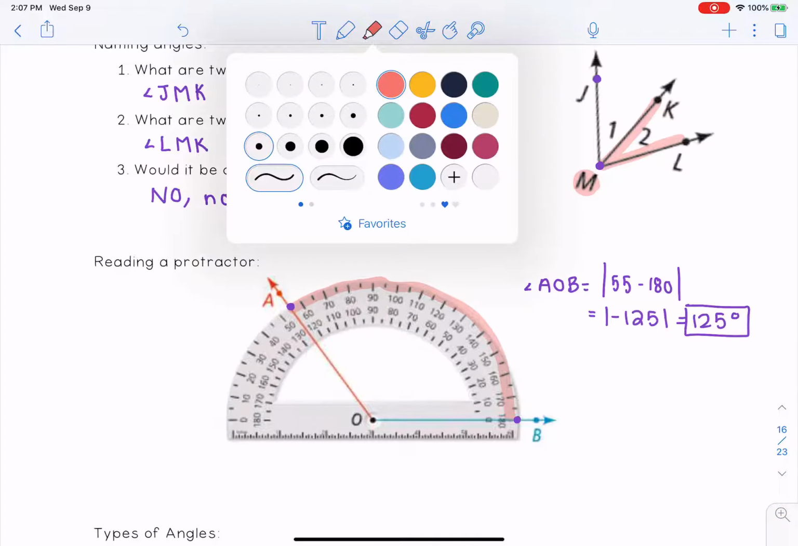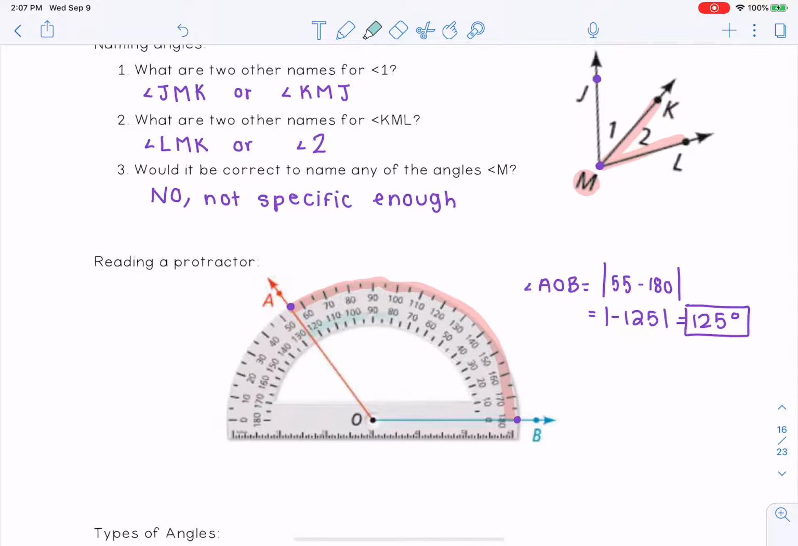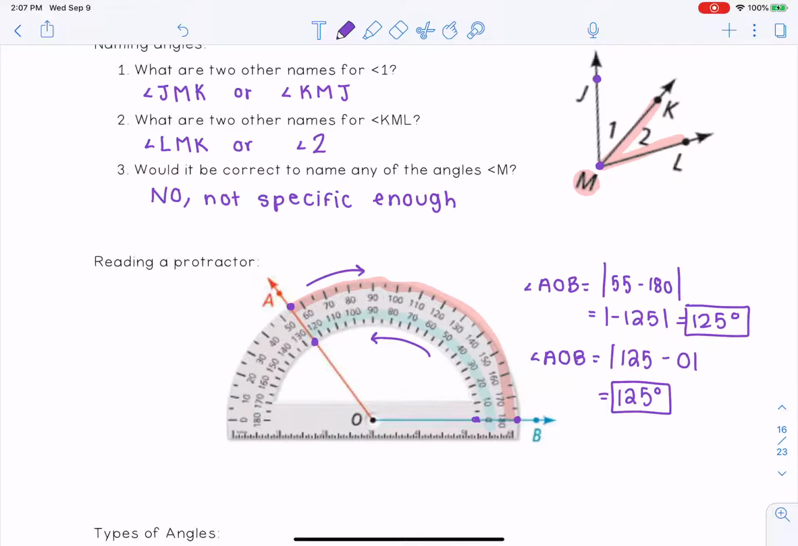Or I can read the inside. So I can read these numbers inside. If I do that, I can say angle AOB is 125 minus 0, which is 125. Just make sure you're aware that this way the numbers are going up and this way the numbers are going backwards. So be careful when you're reading between two numbers if you think you go up 5 or down 5. Either way, you'll get the same answer as long as you either stick to the outside or stick to the inside.